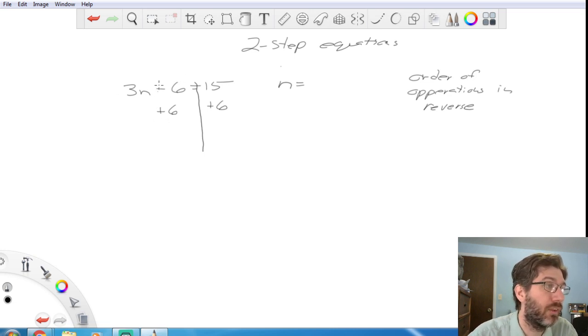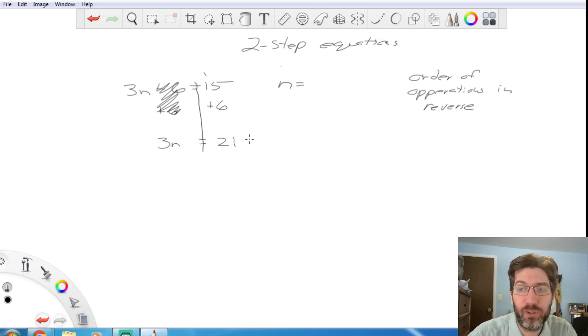So in doing so on this side, I always choose things so they cancel. So this is going to cancel and leave me with 3n. Over here, 15 plus 6 gives me, what is that? 6 plus 5 gives me 11, gives me 21. So now I have 3 times n equals 21. So you can see how this was kind of a one-step equation if you took this as just a variable, and then here's another one-step equation. So you just keep tacking on the same thing.